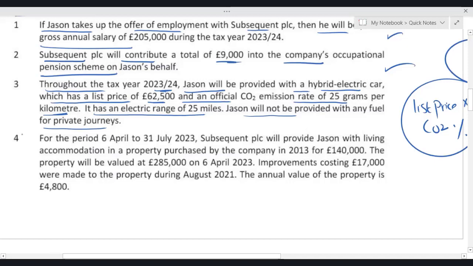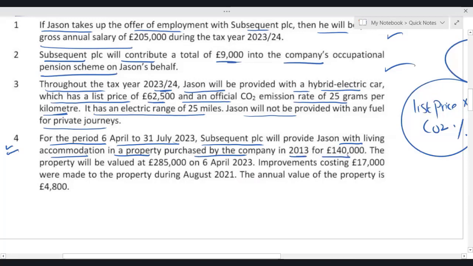Now let's go to another point. For the period from 6 April to 31st July 2023, subsequent PLC will provide Jason with a living accommodation in a property purchased by the company in 2013 for 1,40,000.